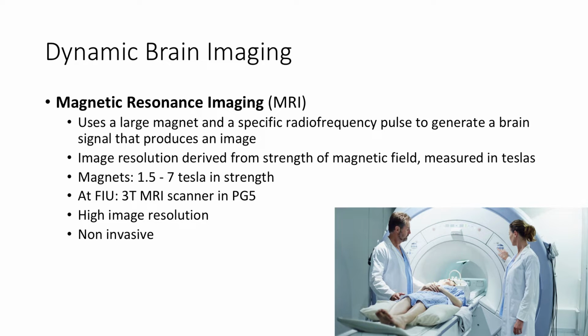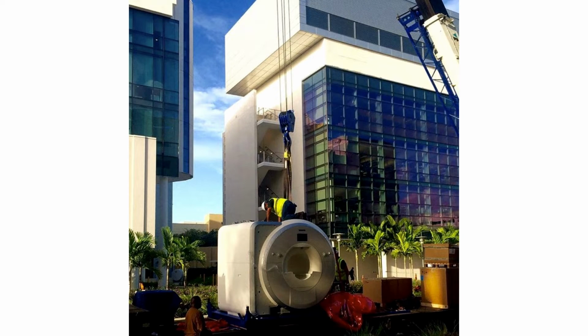There are magnets with different magnetic fields, and we measure this in Tesla. Often the scanners are between 1.5 and 7 Tesla, for humans at least. At FIU here, we have a 3T MRI scanner in PG5. So this is what the scanner looks like. It is not very old. We just got it a couple years ago. And this is when it was inserted into the building. It's very, very heavy and a very, very expensive machine.